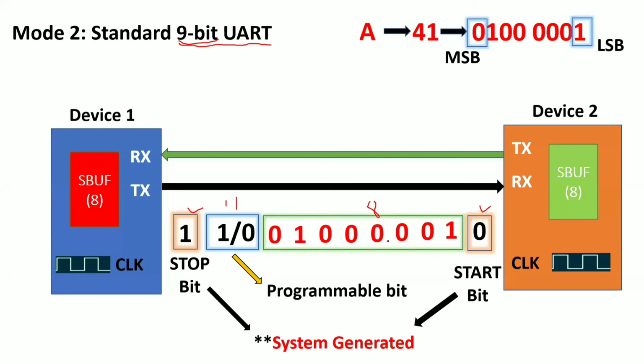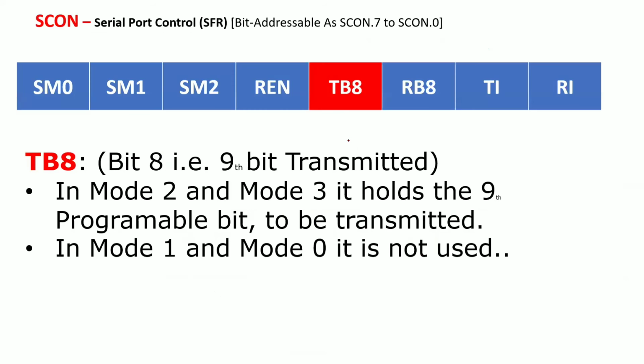No, there is a point. Okay, now I understood, right? So while receiving this data, it will receive 11 bits. Now what the receiver SBUF will do, it will remove the start bit and it will remove the stop bit. Now how many bits came into the picture? 9 bits. Now the data will be stored here in your SBUF as 8 bits, and the programmable bit will be stored inside which register? TB8, in the SCON register. There is a bit called TB8.